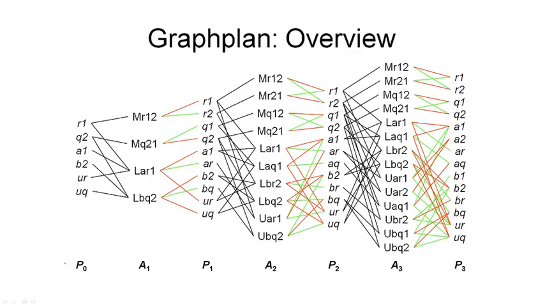And here is how the first step works. The algorithm starts with a single layer of nodes in its planning graph, and that is the proposition layer P0. In this layer, we have all those propositions that were true in the initial state as nodes.